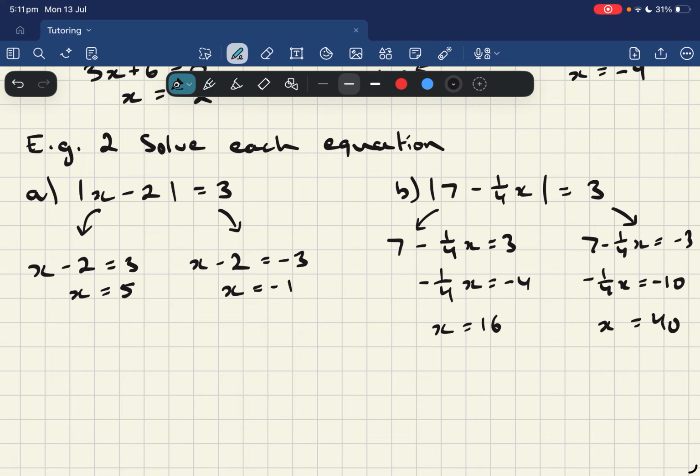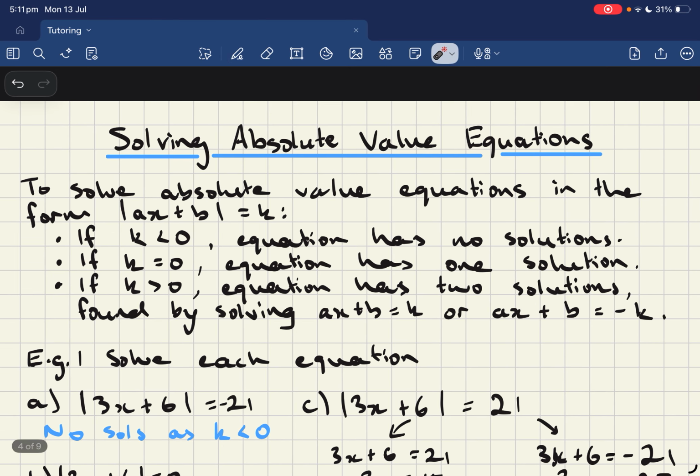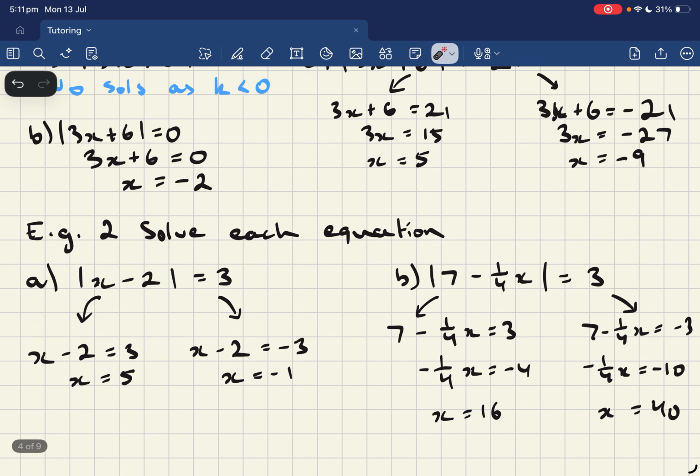So once again, we can verify that dot point in our two equations in example 2. Our k value was greater than 0. 3 is greater than 0, and 3 is greater than 0. So in both of these cases, we expected two solutions. When we went through and solved it, we got our two solutions. That brings us to the end of the video.